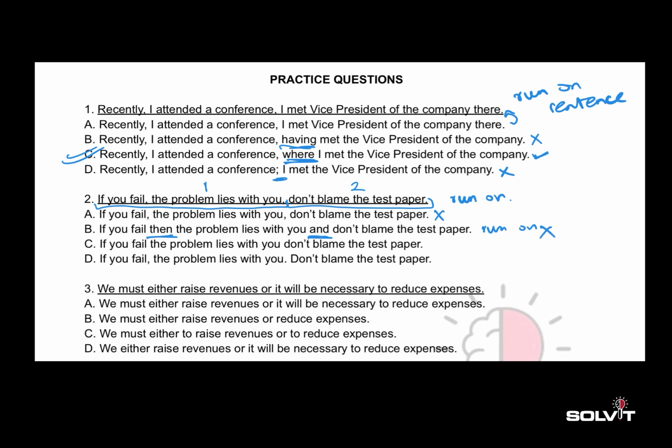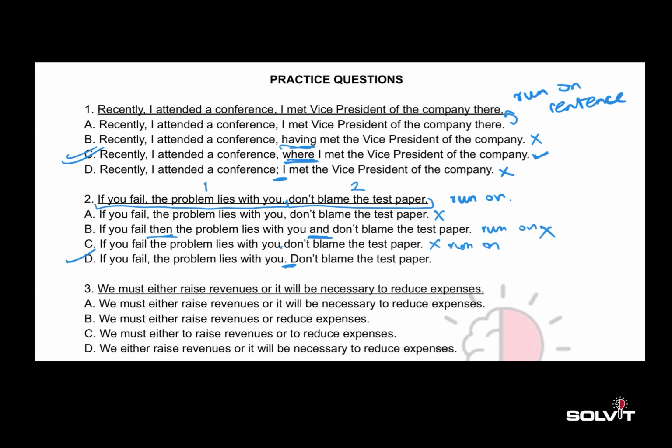Option C, if you fail, the problem lies with you, don't blame the test paper. Now there's absolutely no punctuation over here. They even removed the comma from the middle that was over here. So this is incorrect, right? This is still a run on. Let's look at option D. If you fail, comma, the problem lies with you, full stop. Don't blame the test paper.